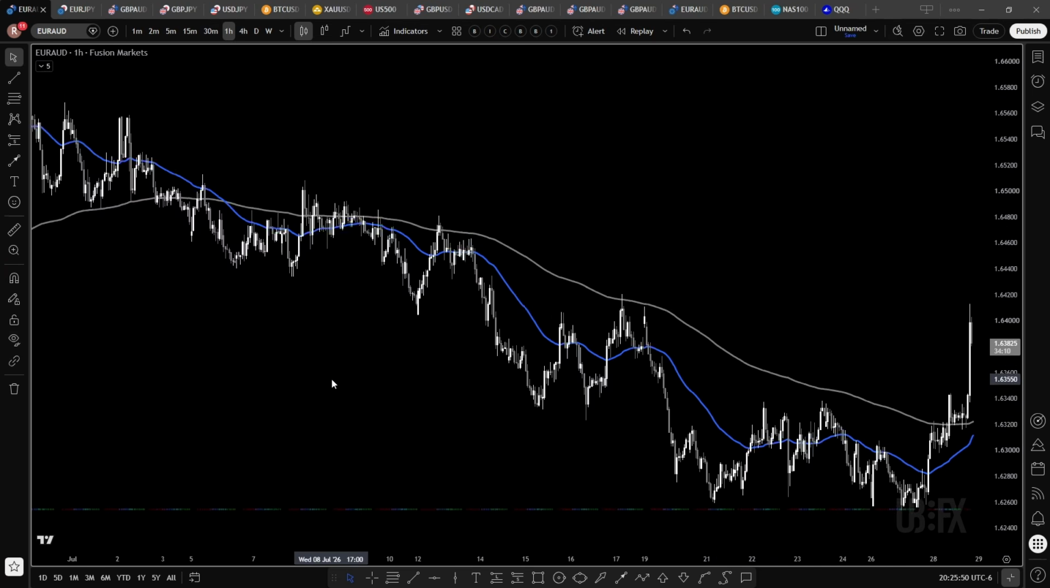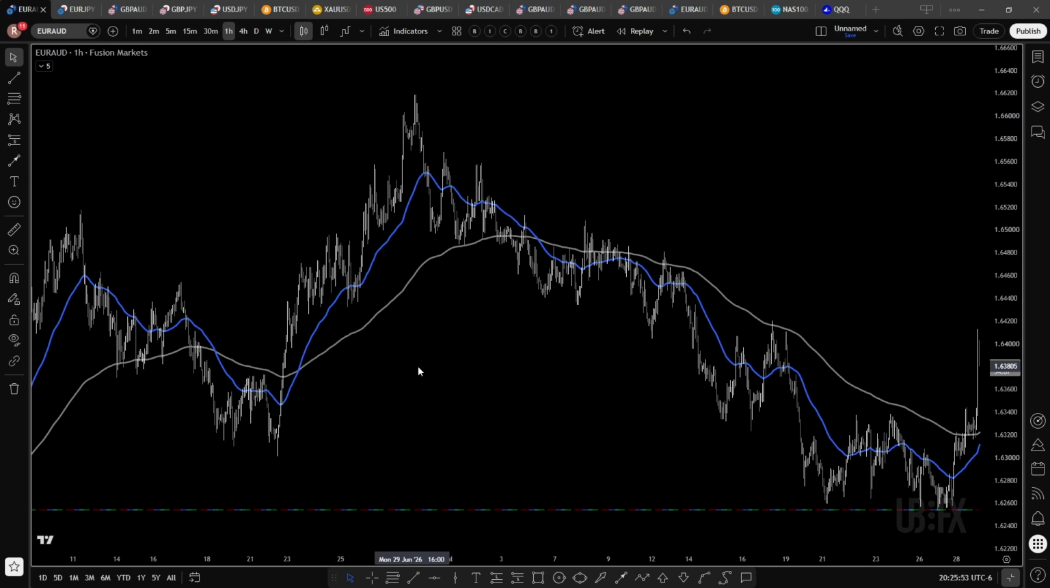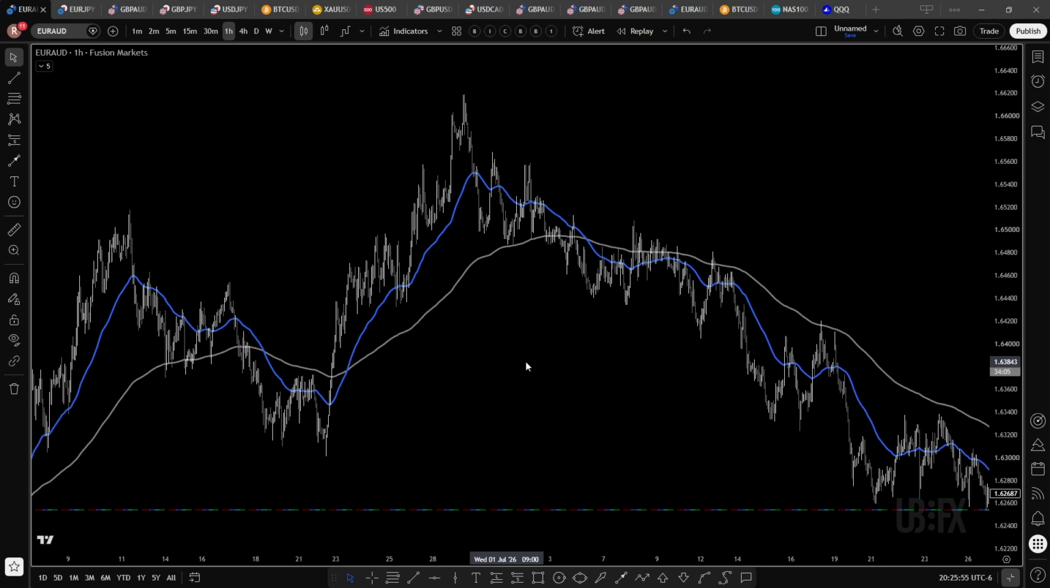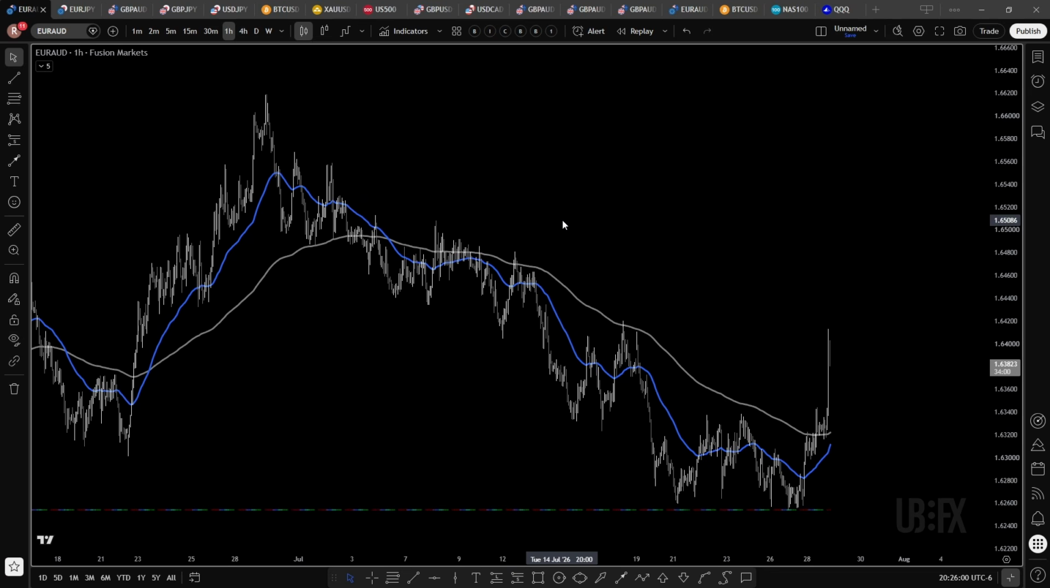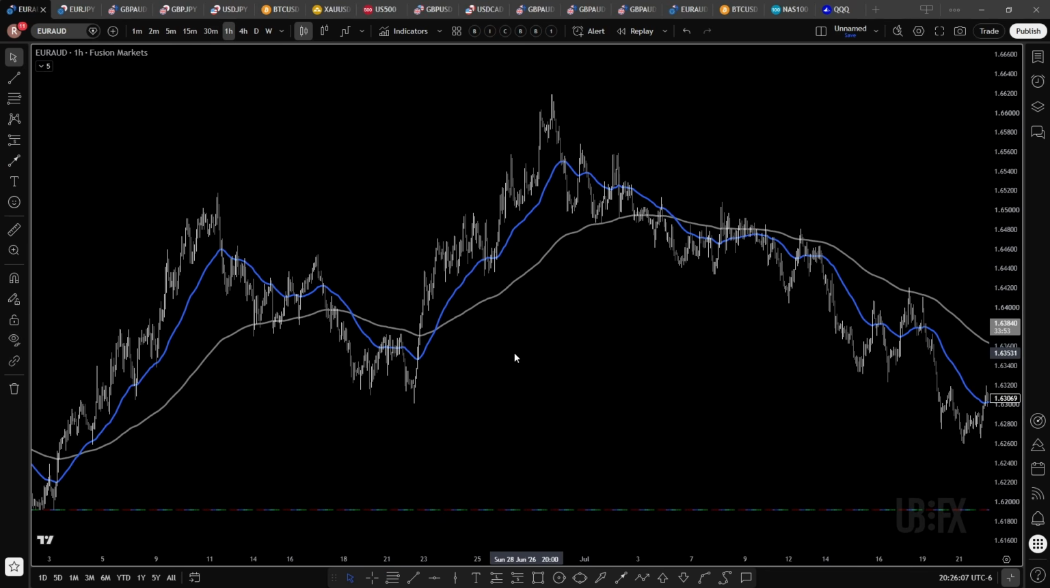I've added a 200 EMA. You may not like the 200. The 200 is fairly slow, but it does give us a nice predictable trend. When the 50 is below the 200, we are looking for short trades. We know that there is a trend down. When the 50 is above the 200, we're looking for buy trades.